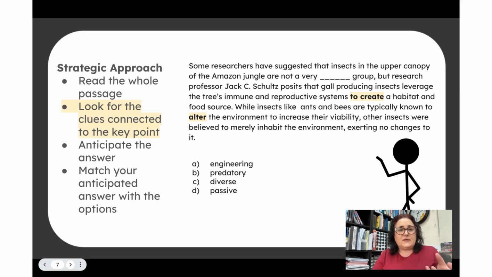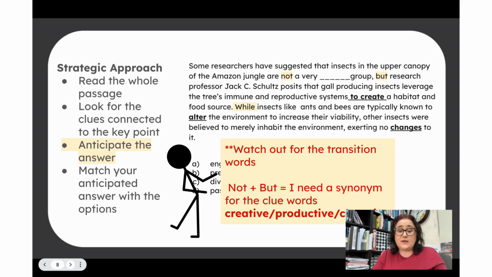All of those have this idea of changing, altering, adjusting the environment to suit the insect's needs. So now I know that that's probably the idea that I'm looking for. So I'm going to anticipate the answer. One thing I want to always pay attention to is my transition words. Transition words can alter what type of word I need, whether I need a positive word that's in line with what the other words are saying or a negative word that's in opposition to it.